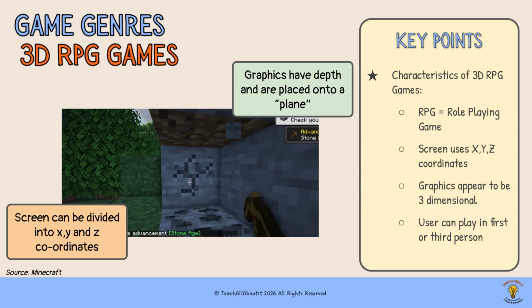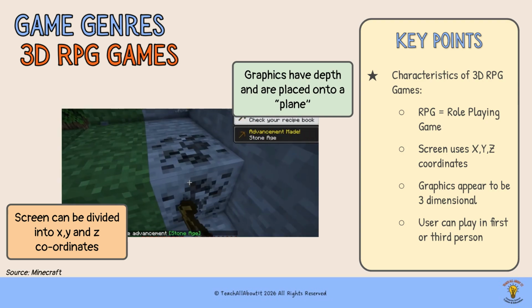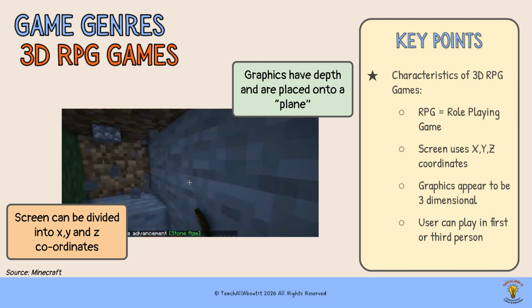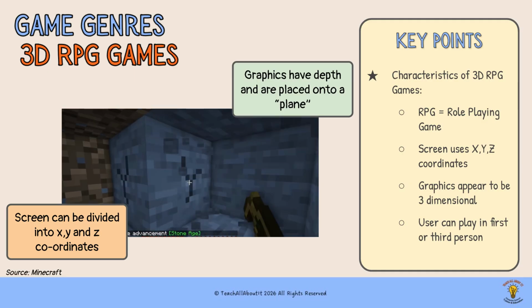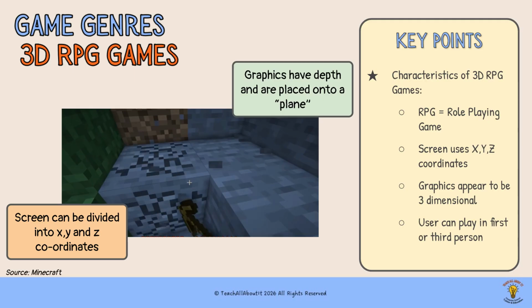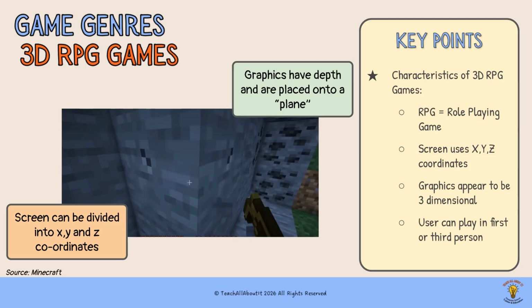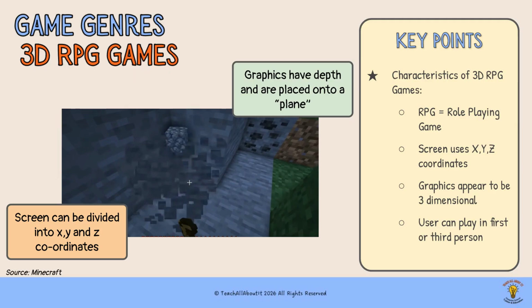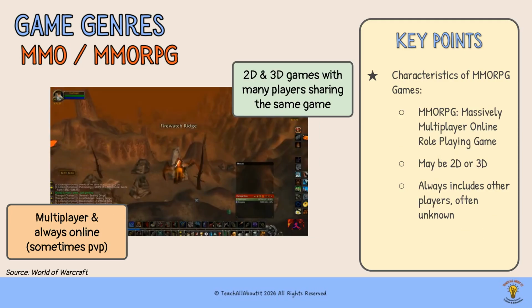Now, the graphics in this one will appear to be 3D because they have been designed as 3D objects. So if you are going to create a 3D game, you do also need to be able to create 3D objects. For this one, the user can play in the first person or in the third person, but it's much more likely you're going to be playing in the first person. Now, next comes our MMO or MMORPG.